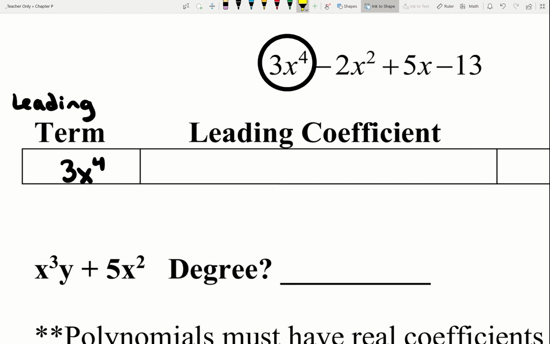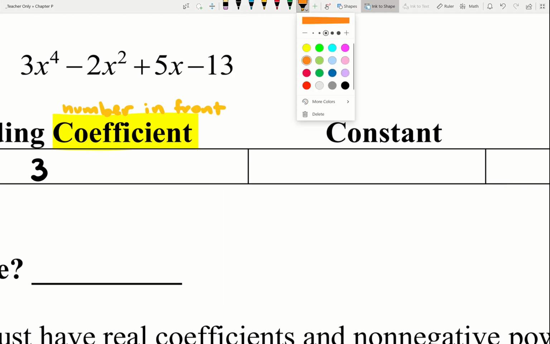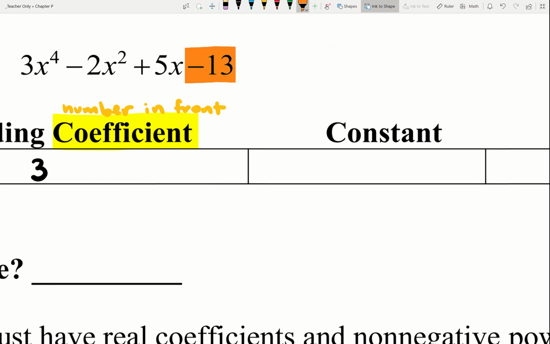As far as a leading coefficient, that would be the number in front of our leading term. Anytime it says coefficient, you're simply referring to the number in front of your variable. And here for us, that is simply going to be the number 3, and so the leading coefficient is going to be a 3. Moving on, the constant term. A constant term is the term of our polynomial that remains constant no matter what x happens to be. And so here in this polynomial, that term would be the very last term, negative 13.